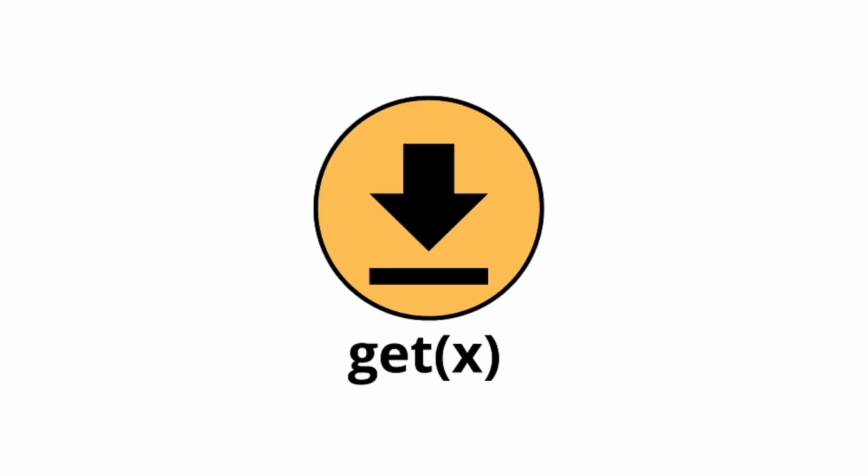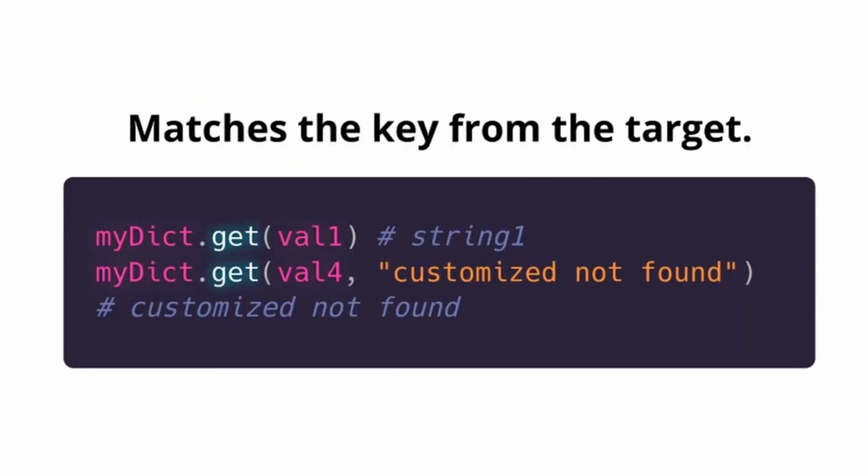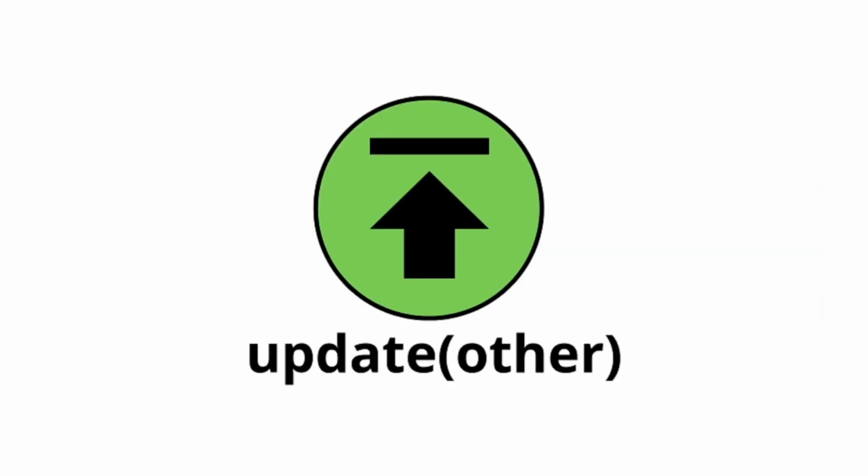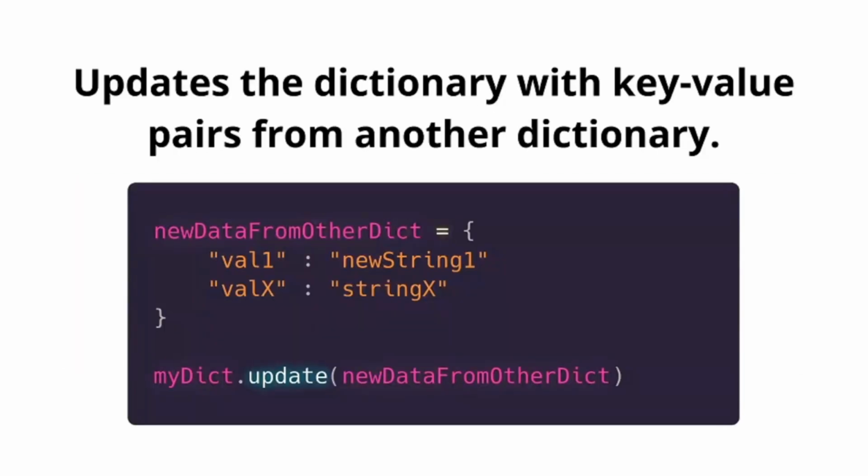On get, which takes a parameter, we are trying to find the value from a key. We can take a second parameter in this case, which is going to be a message if this value is not found. And the last one is update, which takes another dictionary, and it takes the key-value pairs from that other dictionary.